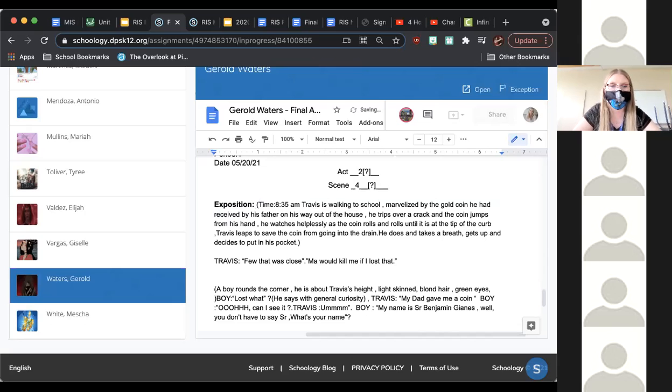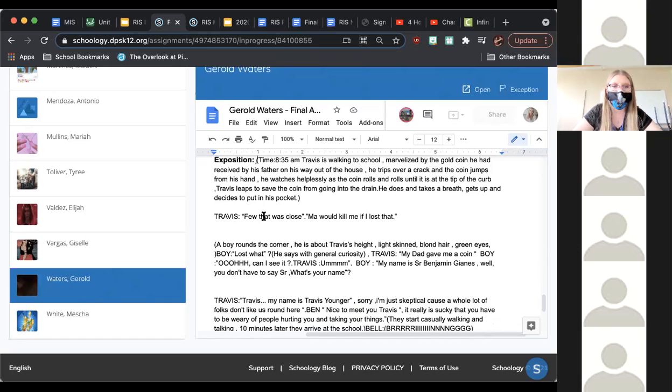Time, 8:35 a.m. Travis is walking to school. Mesmerized by the gold coin he had received from his father on his way out of the house, he trips over a crack and the coin jumps from his hand. He watches helplessly as the coin rolls and rolls until it is at the tip of the curb. Travis leaps and saves the coin from going in the drain. He does, takes a breath, gets up, and decides to put it in his pocket.